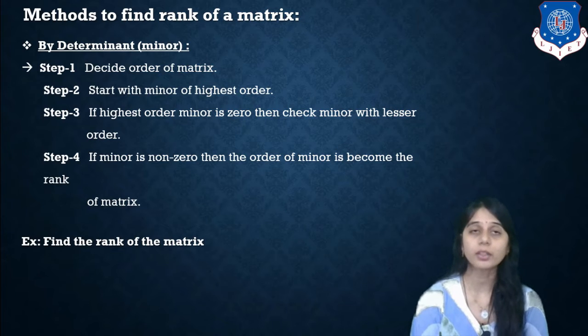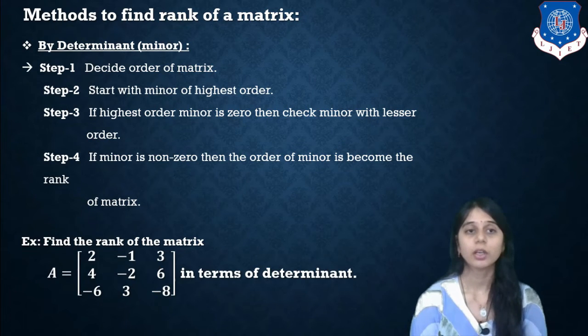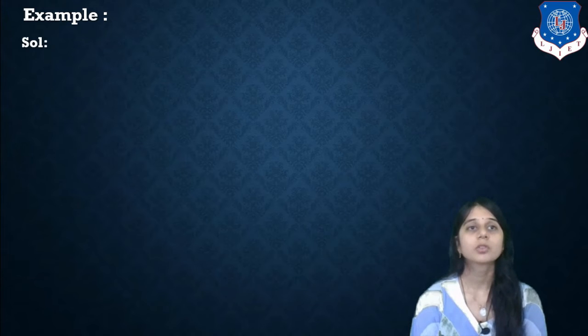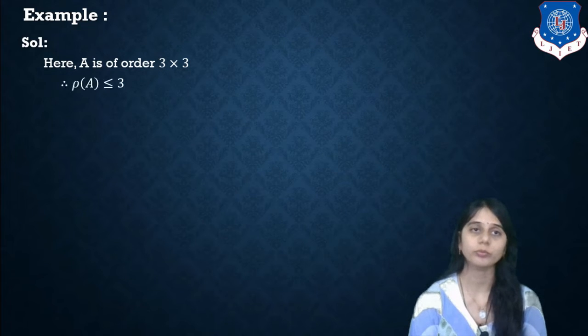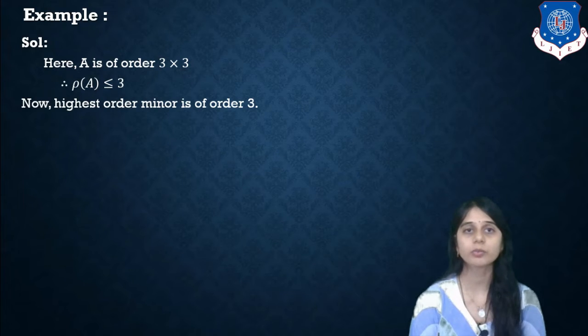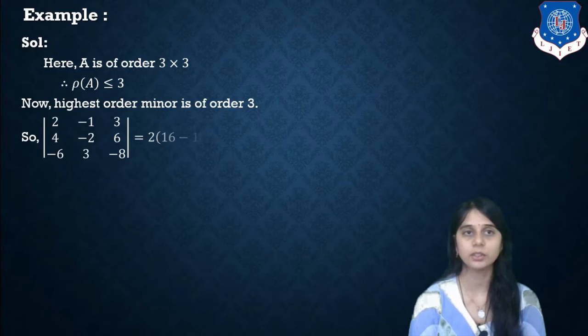First, find the rank of matrix A, with rows 2, minus 1, 3; 4, minus 2, 6; minus 6, 3, minus 8, in terms of determinant. So what is step 1? Order. What is the order? Order is 3 cross 3. Rank of A is less than or equal to 3. Now the highest order of minor is 3.